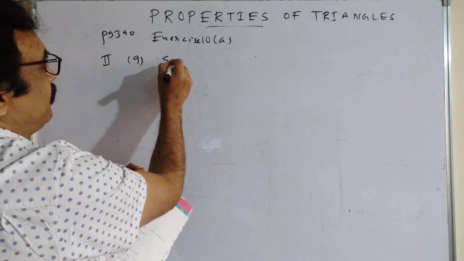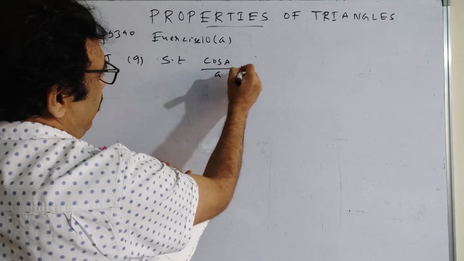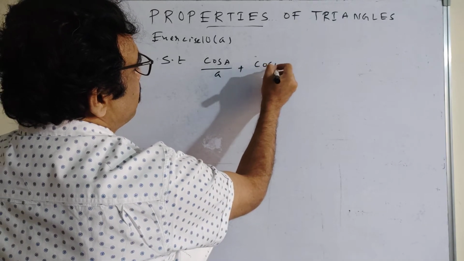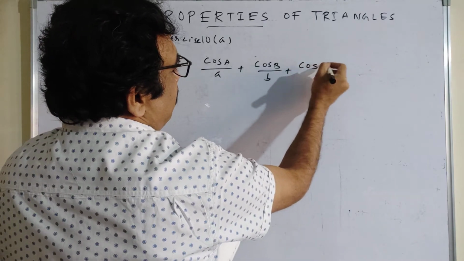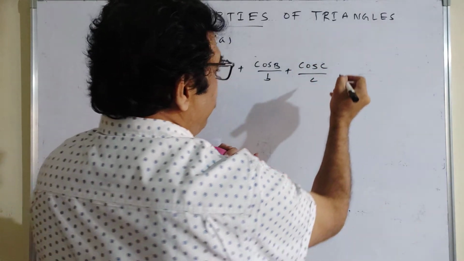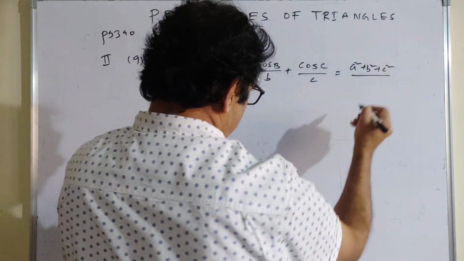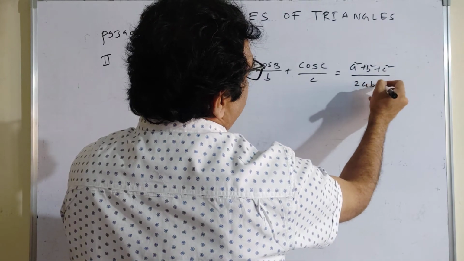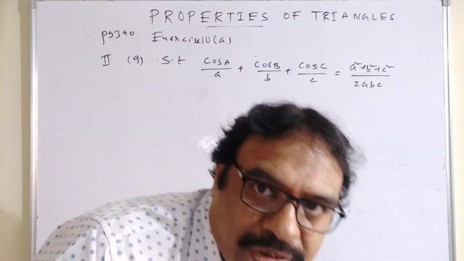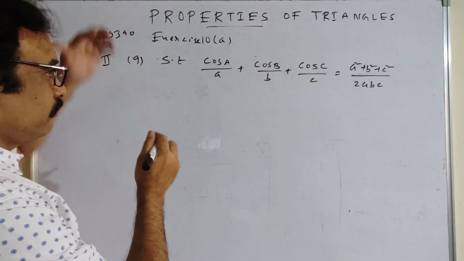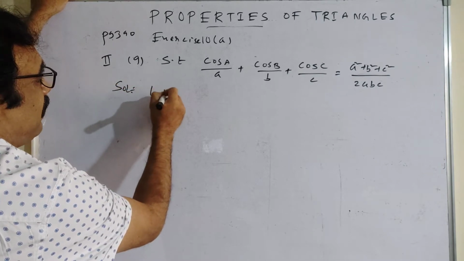What is given? Show that cos A by a plus cos B by b plus cos C by c is equal to a square plus b square plus c square by 2abc. I need to prove this. Right, now coming back to the session, what should I do? I'll take this as the LHS result, and I'll prove the RHS result.